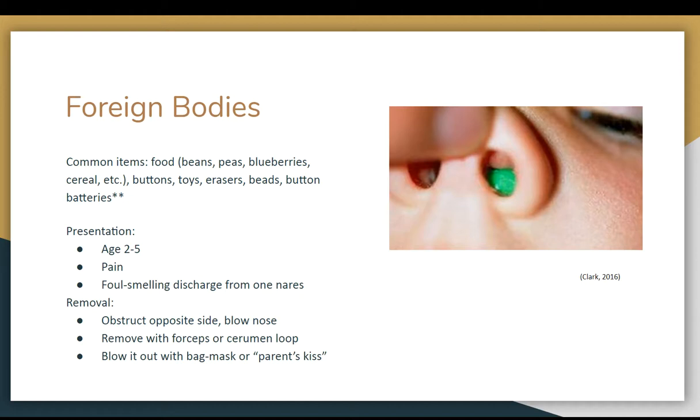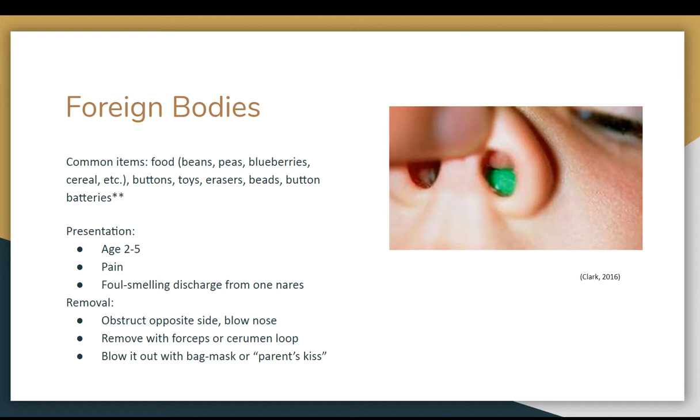The common items that we see are foods, so beans, peas, blueberries, cereal, buttons, toys, erasers, beads. Button batteries I have 2 stars next to because this is probably the most dangerous thing that kids can put into their nose. Alkaline batteries can corrode the nasal septum, and this can result in necrosis of the nasal passages in as soon as 7 hours. So if a kid has a button battery up their nose, you need to get this out ASAP or it can do some significant damage. Most of the kids that are going to be doing this are in the ages of 2 to 5.